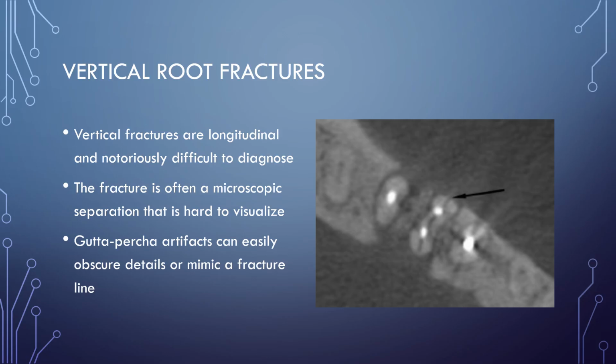Unless the fragments are displaced, the physical line may not be visible even with high-resolution small voxel scans. Furthermore, your diagnosis is made significantly more difficult in previously endodontically treated teeth, as the presence of streaking and beam hardening artifacts from gutta percha and sealer can easily obscure the root surface or falsely mimic a fracture line.